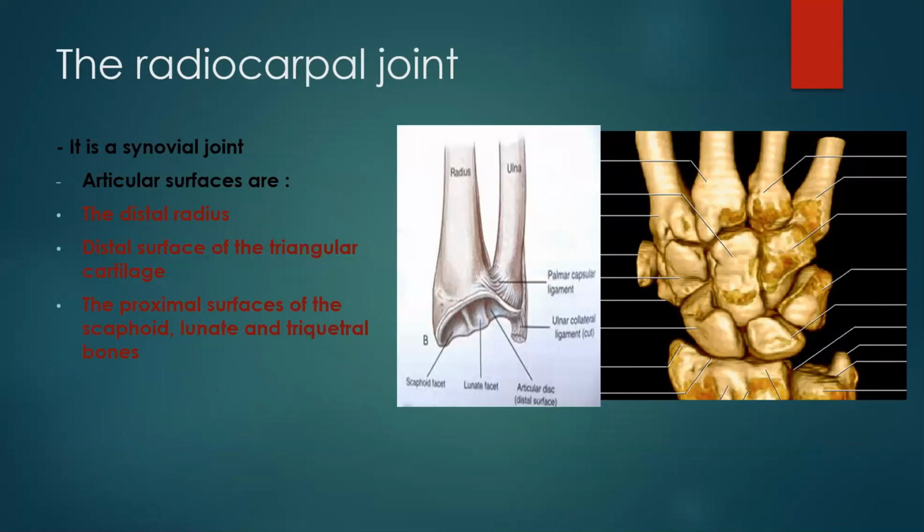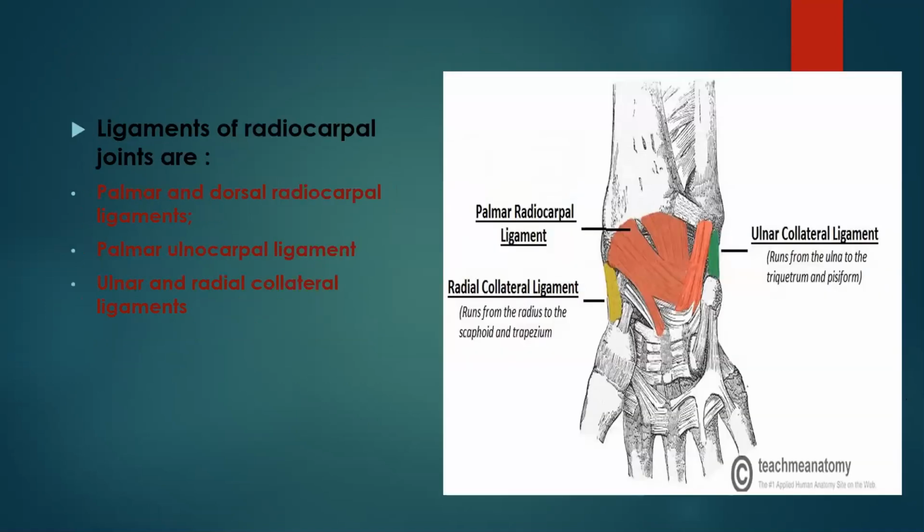It is a synovial joint. Articular surfaces are the distal radius, the distal surface of the triangular cartilage, and the proximal surfaces of the scaphoid, lunate, and triquetral bones. Ligaments of the radiocarpal joint are the palmar and dorsal radiocarpal ligaments, palmar ulnocarpal ligaments, and ulnar and radial collateral ligaments.